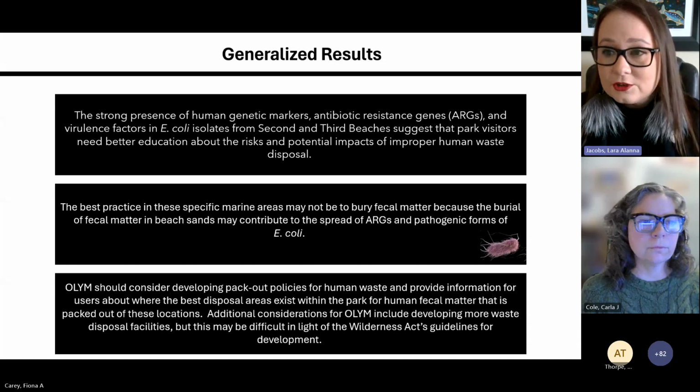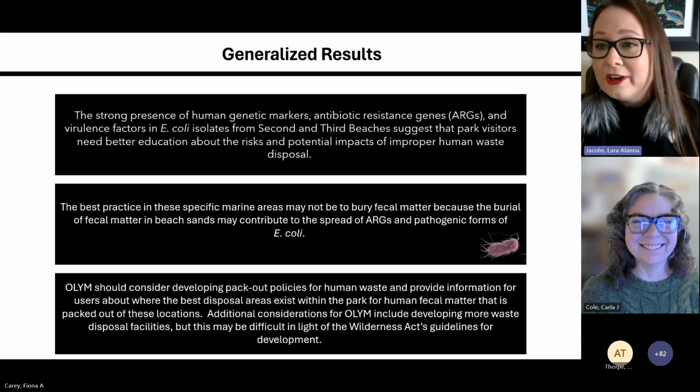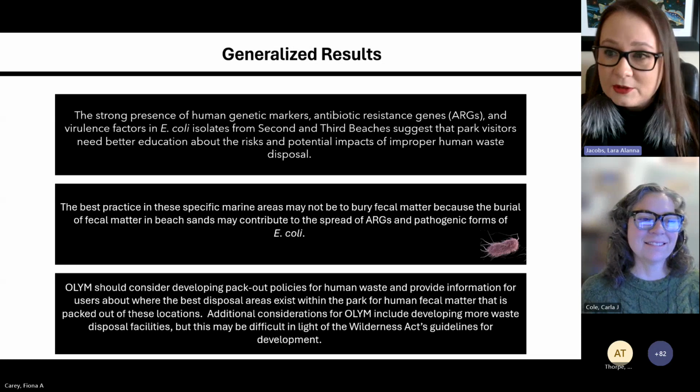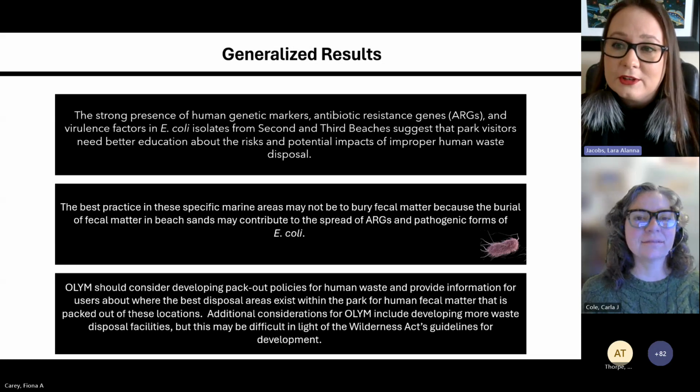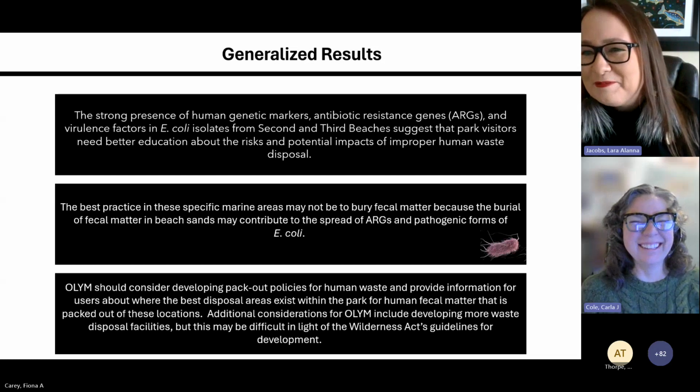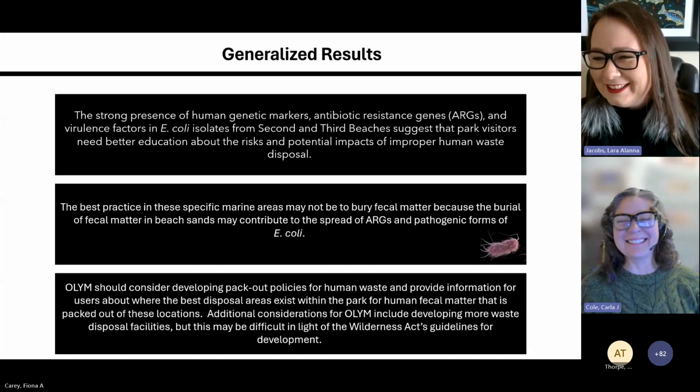Also, sometimes pit toilets are disgusting, right? We all know that. Most of us do who have ever tried to use one. So some of this could be about better management of the pit toilets to make them cleaner and more appetizing, if you will. For people. Nice word choice.